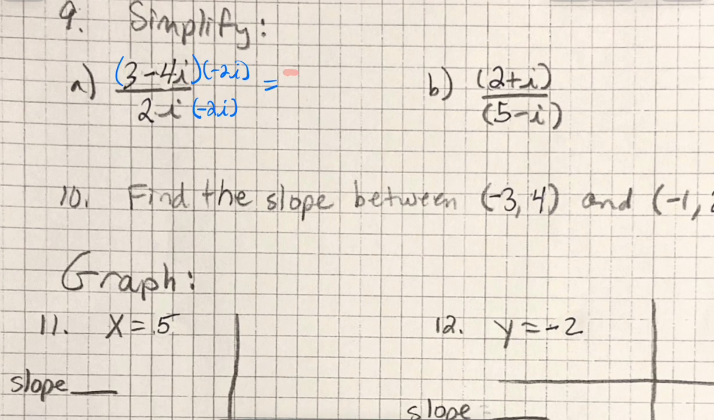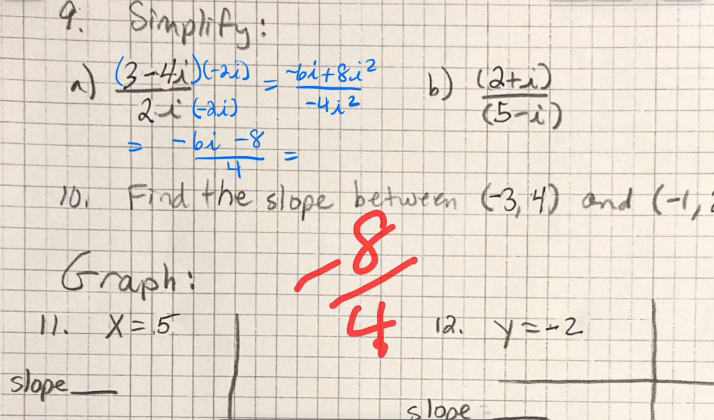We're going to get negative 6i plus 8i squared. And then a negative 2i times a positive 2i is a negative 4i squared. Now, before you proceed, let's make all of the i squareds negative ones. So we get negative 6i minus 8 over positive 4. Now, let's get in the habit of splitting that apart into the complex piece and the real piece. The real piece is the negative 8 over 4. Negative 8 over 4 is just the number negative 2.